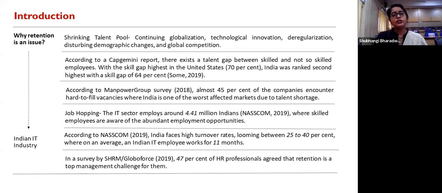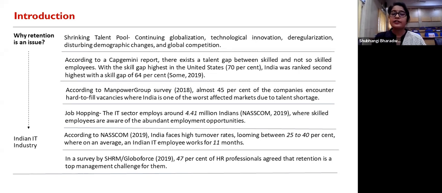The first part of the research work sheds light on the issue of retention in the IT industry, particularly in the Indian IT context. It has been asserted that globalization, technological advancements, deregulation, and demographic changes have aggravated the problem of skill shortage and has become a global concern. According to a report by Capgemini, there exists a talent gap between skilled and not so skilled employees, where India was ranked second highest with a skill gap of 64%.